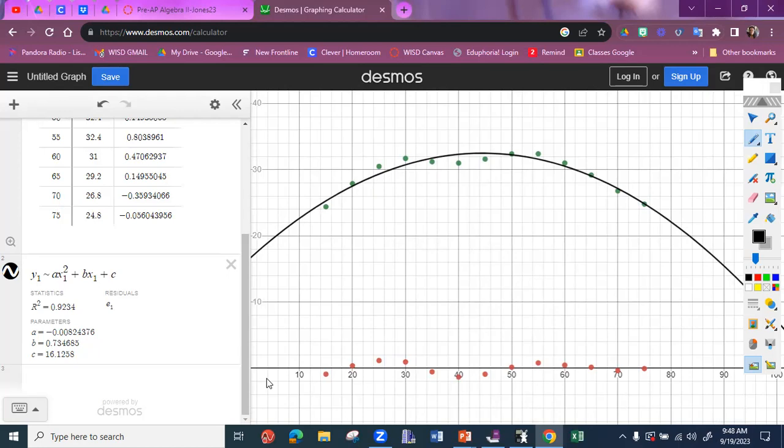Our regression equation. To write our regression equation, to my understanding for College Board, they're going to have you round it to the nearest thousandths, which is 3 decimal places. So if it says round to the nearest thousandths, that means how many decimal places? 3. So we're rounding to the nearest thousandths to create our regression model.